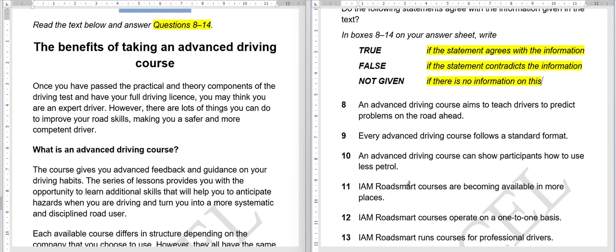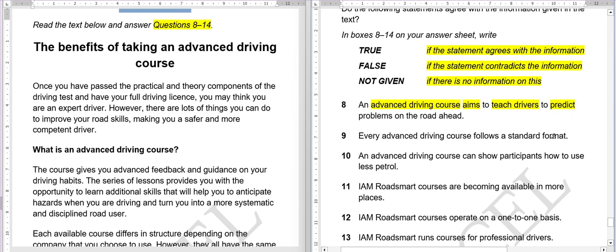So what we're going to do is read the eighth question, then try to find it. The question is: an advanced driving course aims to teach drivers to predict problems on the road ahead. So this particular course, what it aims to achieve, is to teach the drivers, or the students, to predict the problems on the road ahead.